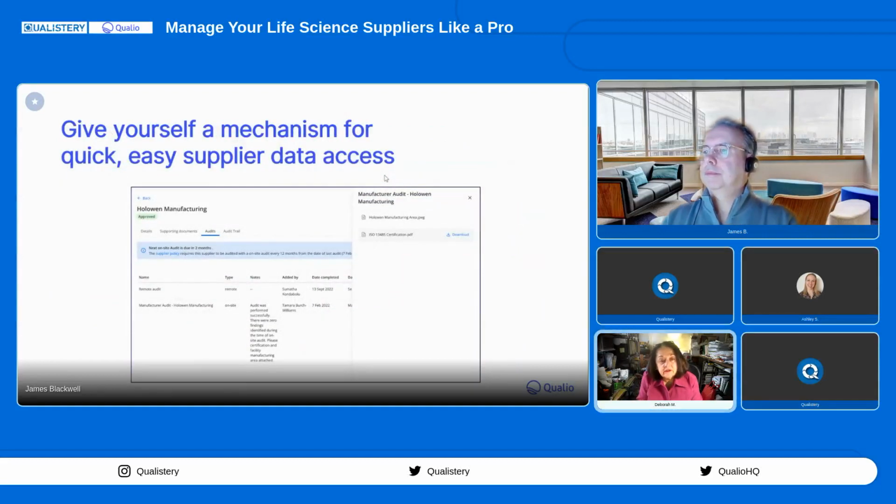So this says give yourself a mechanism of quick, easy supplier data access, which I've kind of already talked about. For ongoing monitoring, it's important for the QA group, but it's also important when an auditor or regulatory agency comes in. You don't want to be flailing around trying to find all these pieces of information about the supplier. And as I said, it's important for procurement to know what their boundaries are, what they can order from a particular supplier.